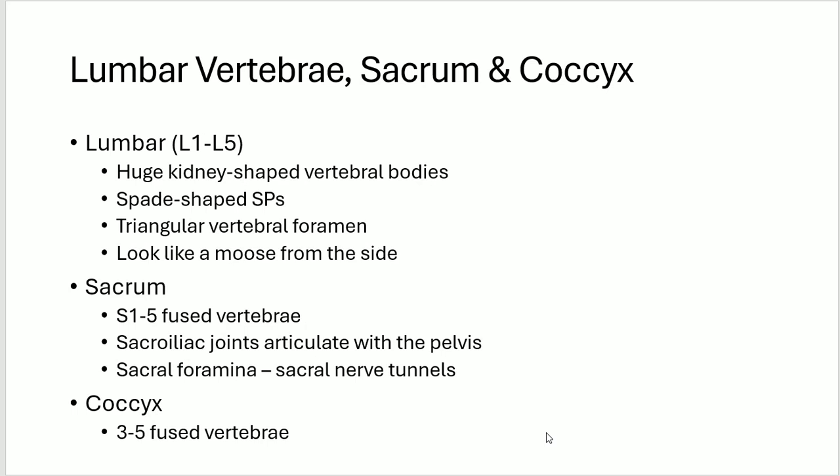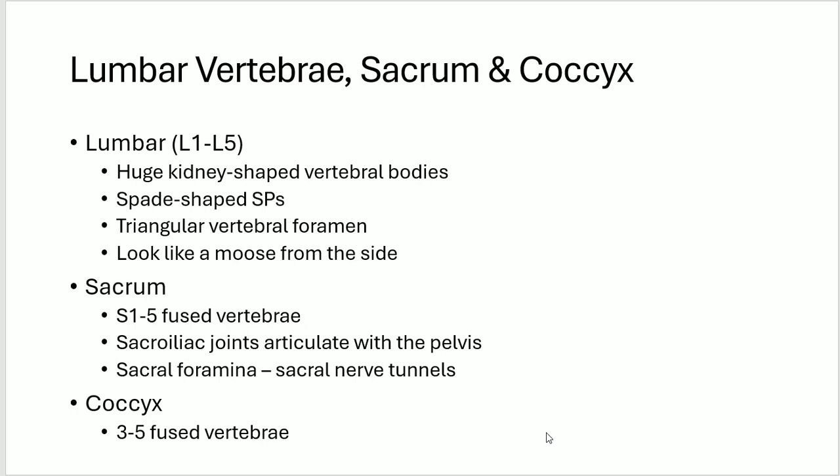The sacrum, so S1 through S5 are fused vertebrae. The SI joints, so sacroiliac joints, on each side articulate with the pelvis. So remember, SI joints, the sacrum, articulate with the pelvis. The SI joint is actually what starts hurting during pregnancy because of the pressure and the additional weight of the baby.